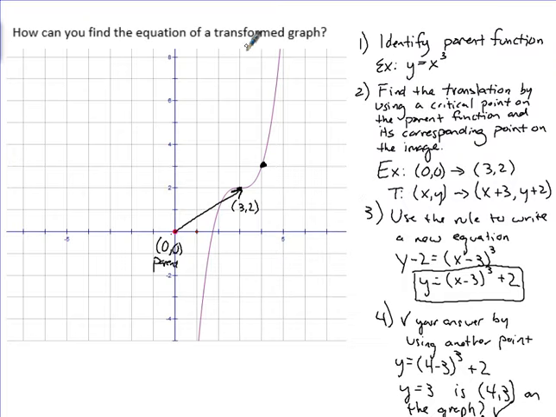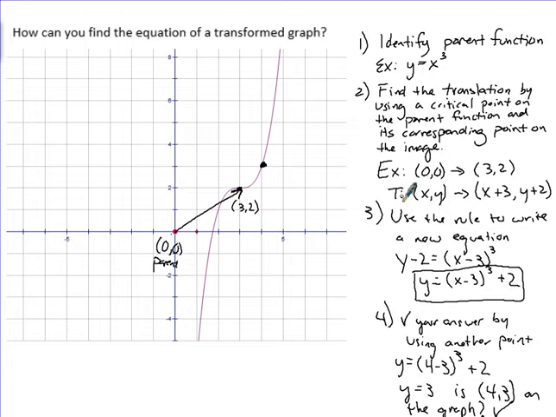Okay, finding the equations of a transformed graph. So the first thing we would have to do, let's say this is the graph that we're given, we have to figure out what is the parent function and how has it been moved. So I can look at this, I can see it's the cubic function, and I can see that the point (0, 0), that point right there, has been moved 3 units to the right and 2 units up. So that point (0, 0), where the cubic function used to be, is now at (3, 2).